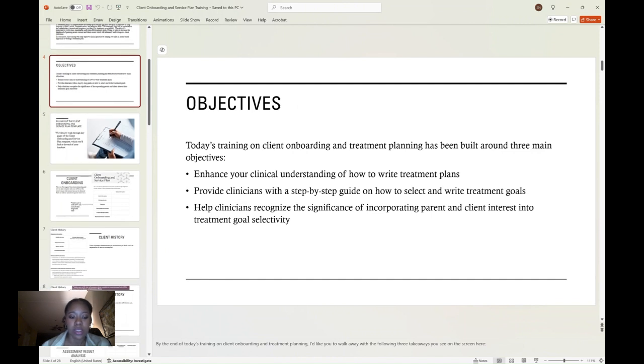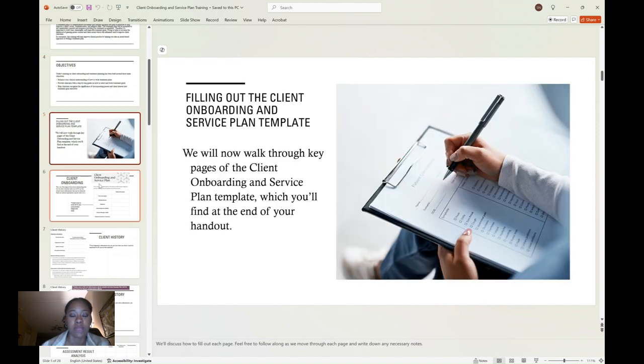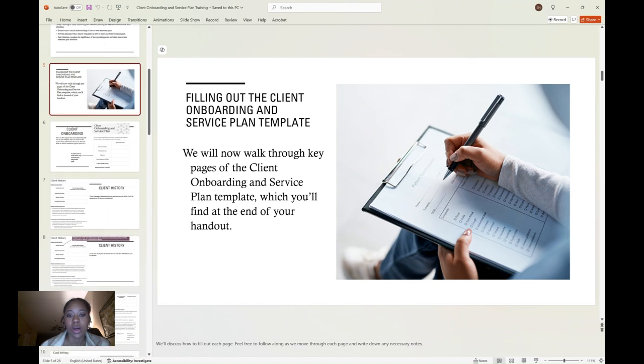So, the objectives today: I'd like you to walk away with the following three takeaways. First, I hope that this training will help enhance your clinical understanding of how to write treatment plans. Additionally, I hope that it provides you, the clinicians, with a step-by-step guide on how to select and write treatment goals. And lastly, I hope that this training will help you recognize the significance of incorporating parent and client interest into treatment goal selectivity.